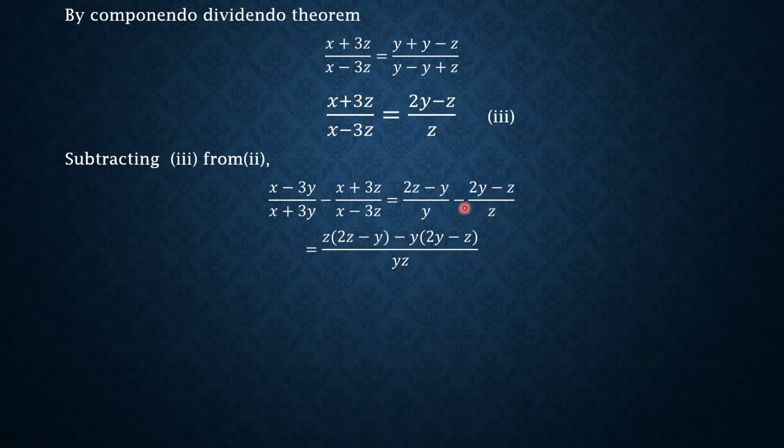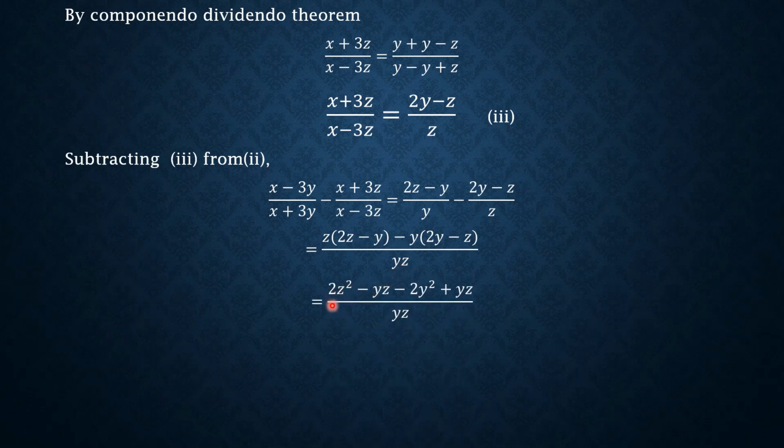Now take the LCM on the right side. We have yz as LCM. As nothing is common in the denominators of both fractions, we will multiply the numerator of the first fraction by z and the numerator of the second fraction by y. So the result is z(2z - y) - y(2y - z) divided by yz.